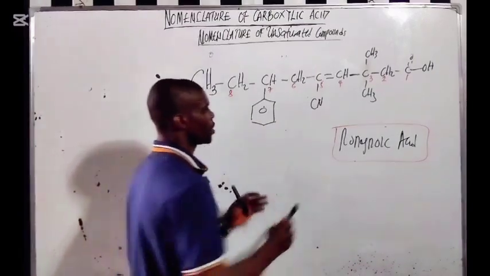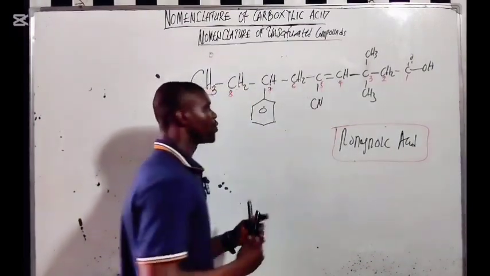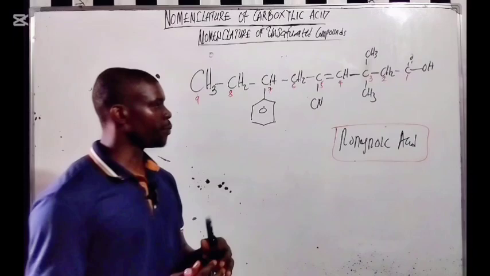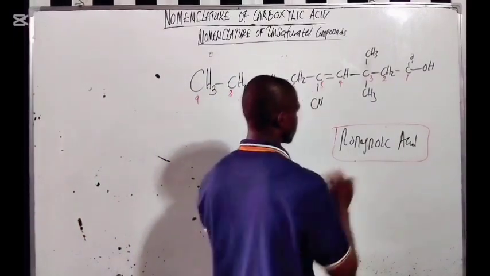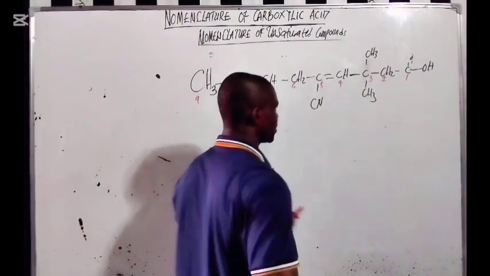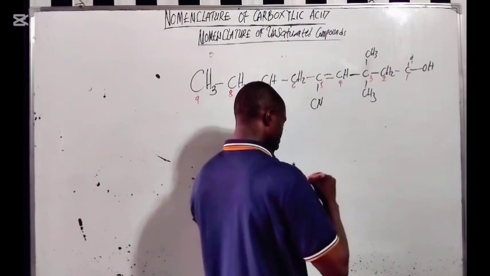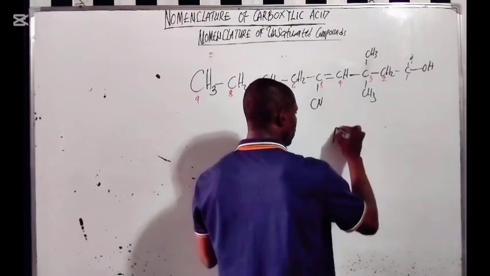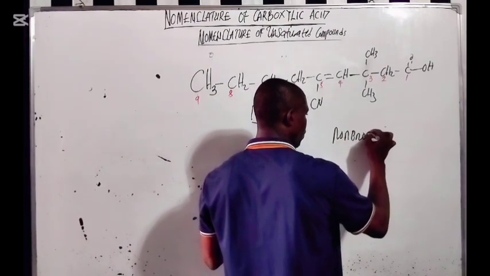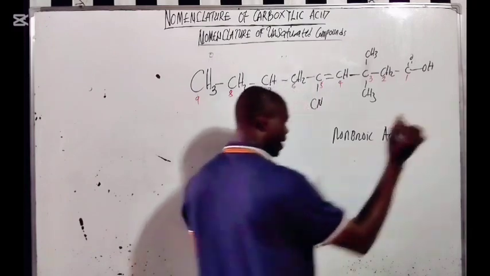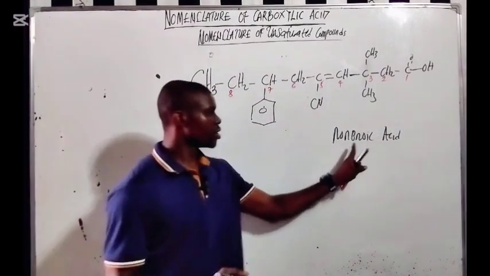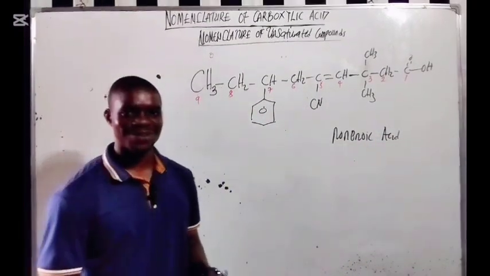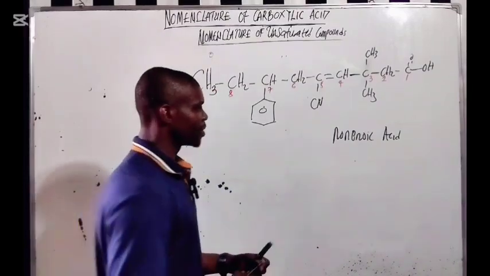The next thing you want to look at is the position of the double bond. It's a double bond, so it's still going to be noic acid. I made a mistake before. It's still going to be noic acid. I don't know if I pronounce it very well, right?